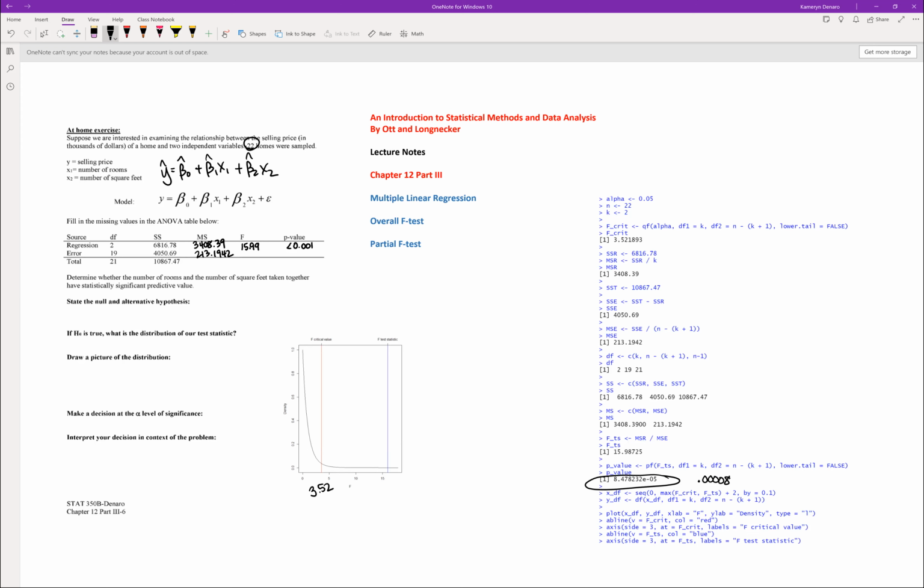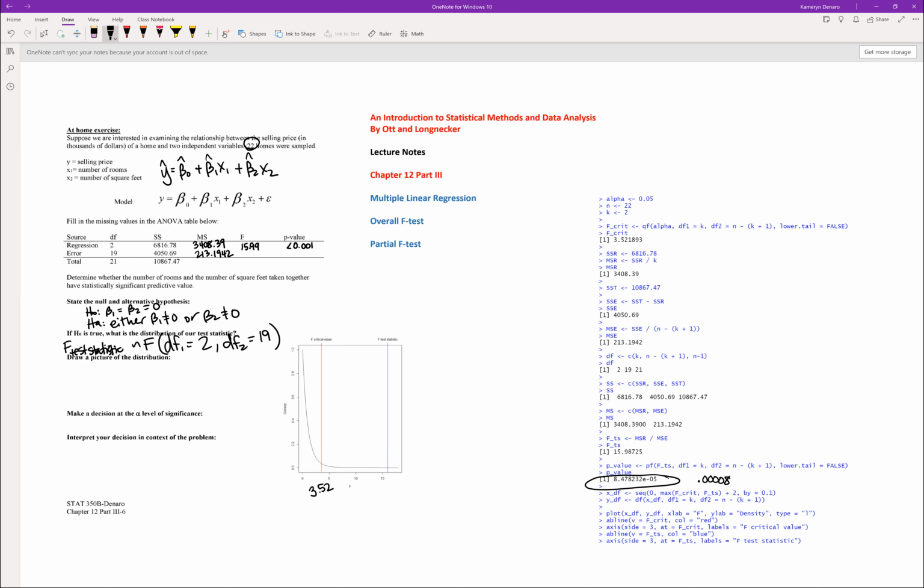So let's set up our null and alternative hypotheses. H0: beta 1 equals beta 2, which is equal to 0. HA: either beta 1 does not equal 0 or beta 2 does not equal 0, right? At least one of the beta j's does not equal 0. If H0 is true, what is the distribution of our test statistic? Well, our F test statistic follows an F distribution where degrees of freedom 1 is equal to 2 and degrees of freedom 2 is equal to 19.